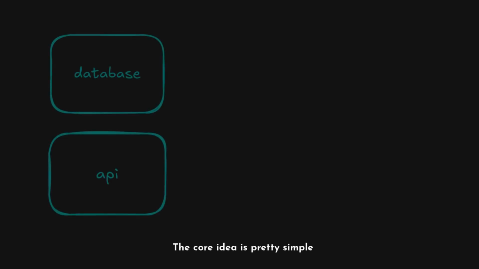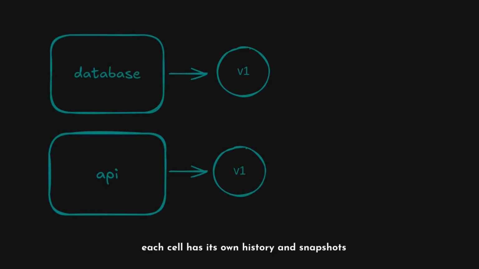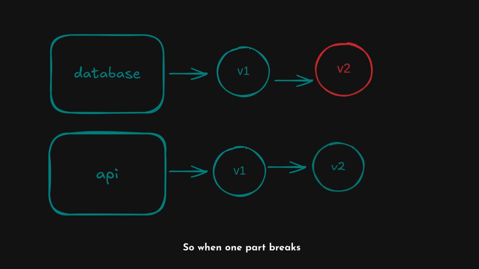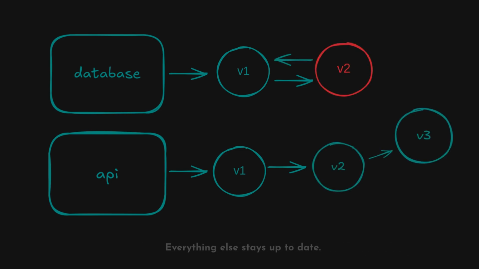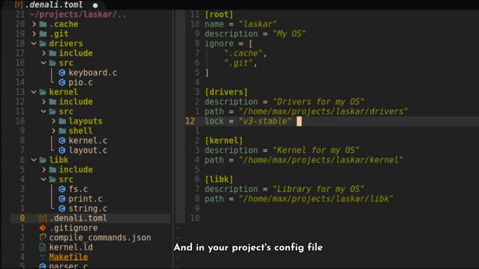The core idea is pretty simple. Each cell has its own history and snapshots, so when one part breaks, you can just pull an older version of that specific cell and keep working. Everything else stays up to date. And in your project's config file, you can lock a cell to a specific snapshot, so Denali won't pull any other version of that cell, it just stays put.